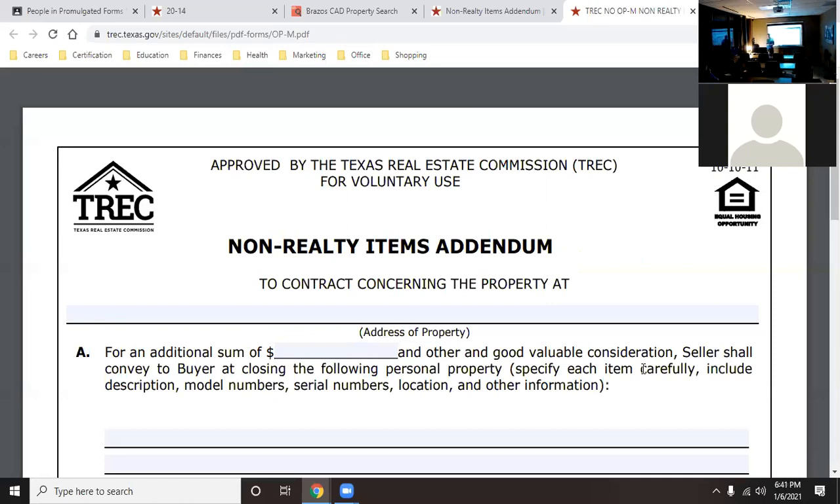So you can actually take pictures and attach it to the contract? Yeah, you can take pictures. If I think it's going to be a potential argument, you bet I'm taking pictures.